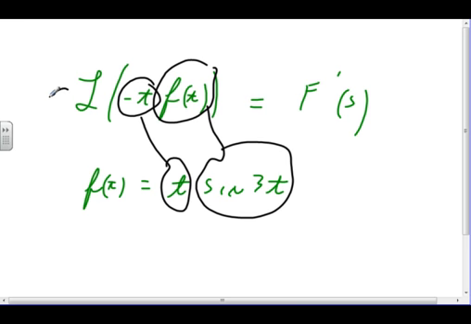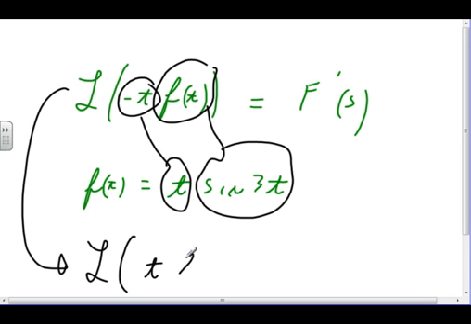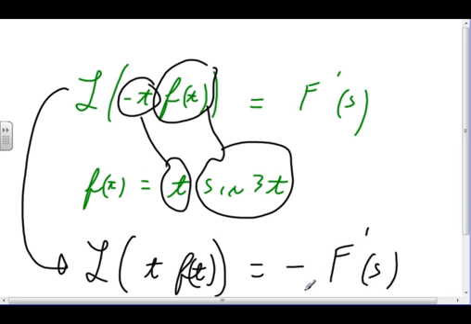Because the other thing I could have done is I could have said, well, the Laplace transform of t times f of t is equal to minus that derivative. I could have done that too. And then I could have said, this f of t is sine of whatever, and this t is t sitting right there. I could do that too.